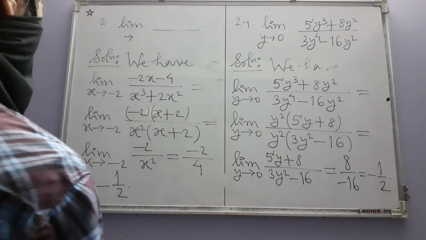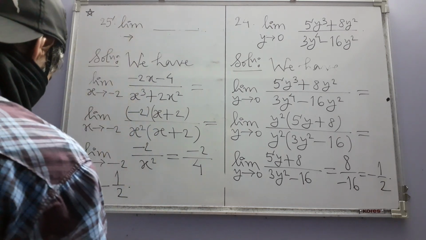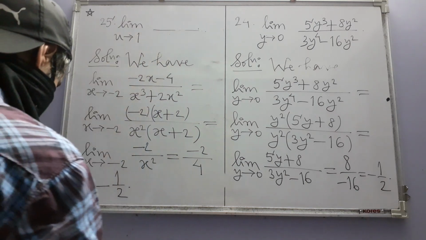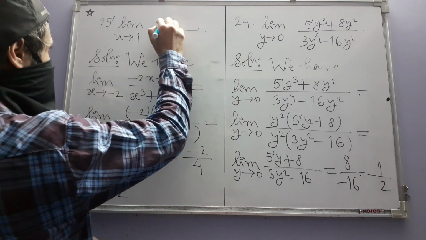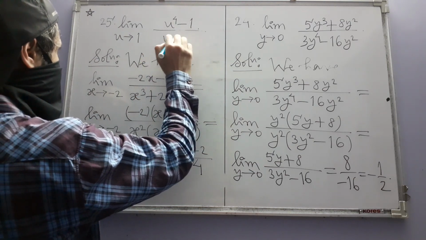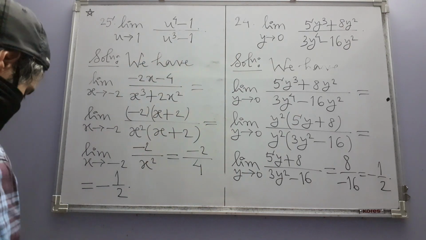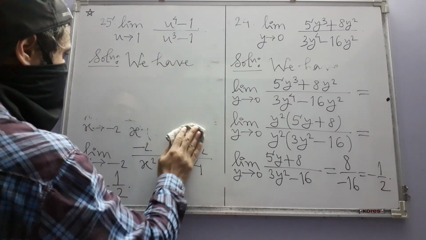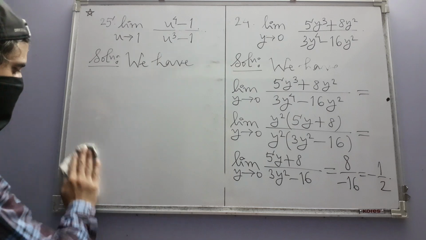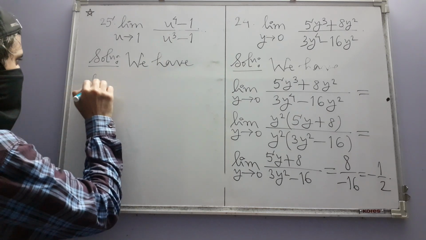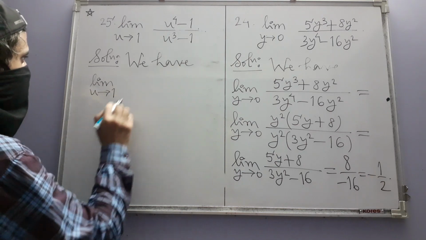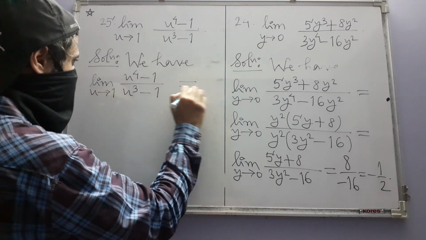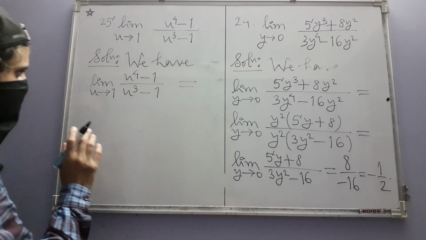Next, 25. Limit u tends to 1, and the function is u to the power 4 minus 1 over u cube minus 1. Well, in this case, what is our factor that we need to cancel?